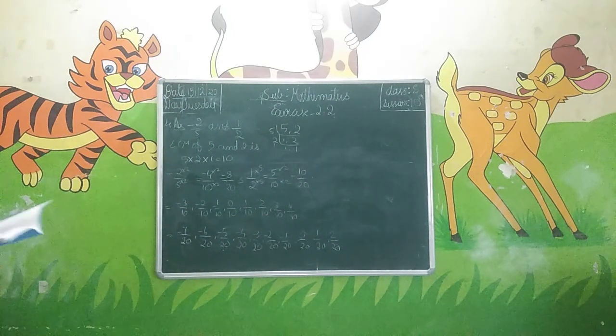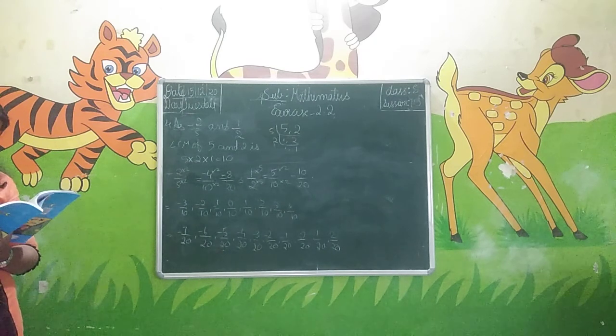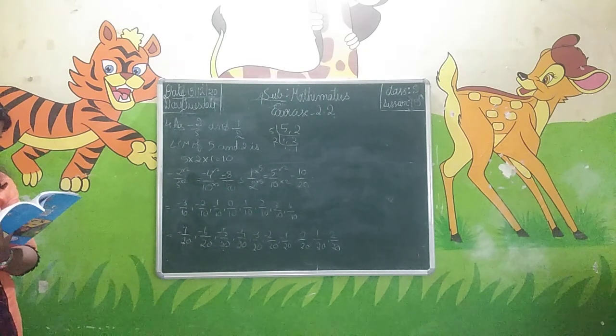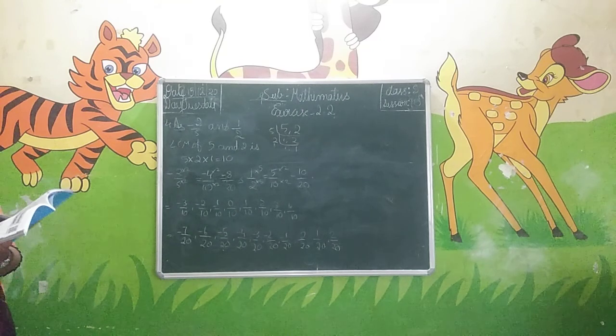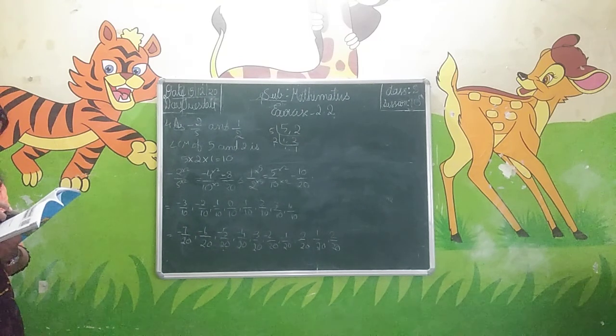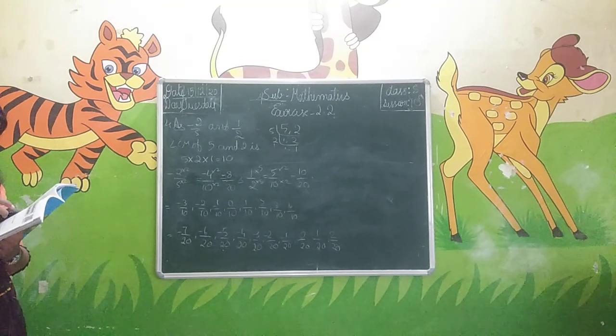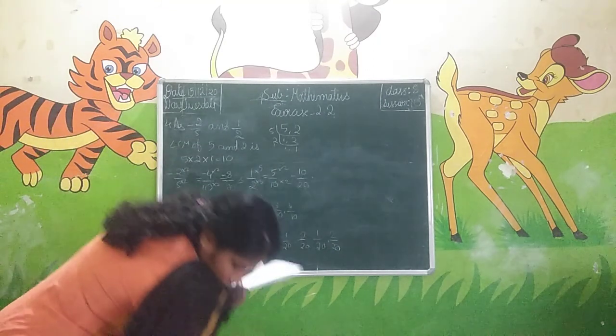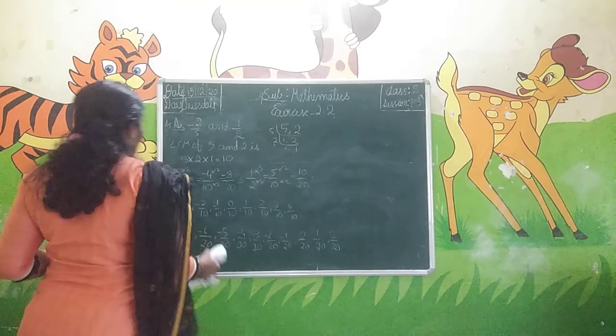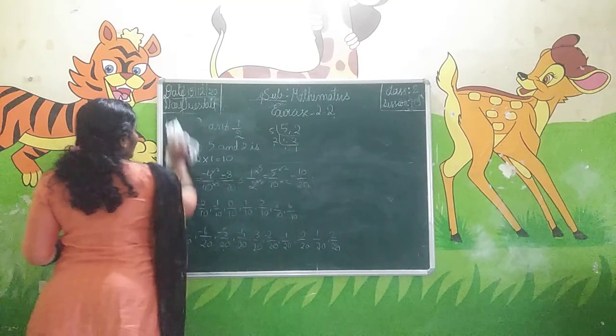Okay, got it, students? This is the fourth one. Next come to the fifth one. Find 5 rational numbers between 2 by 3 and 4 by 5. In the same way, in this also we have to take the LCM, and after that we have to do the problem.